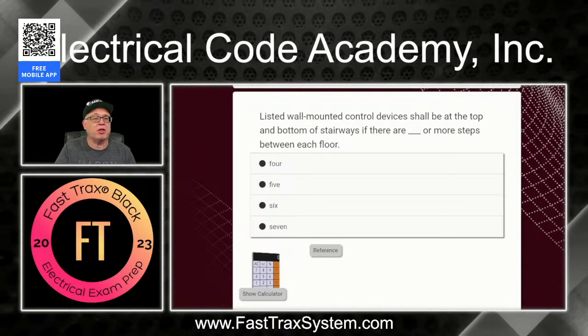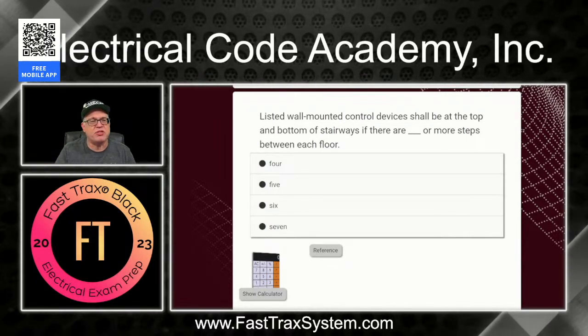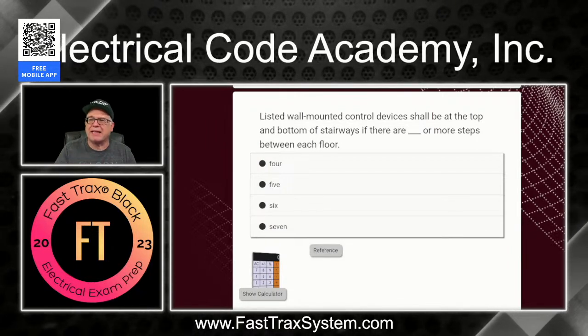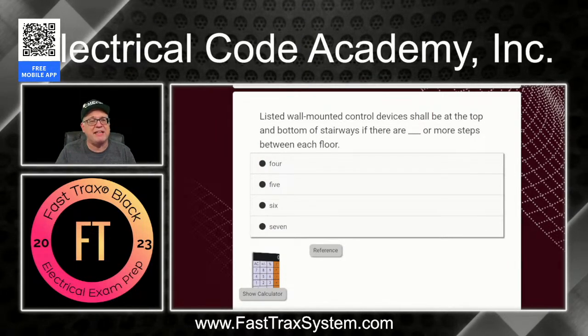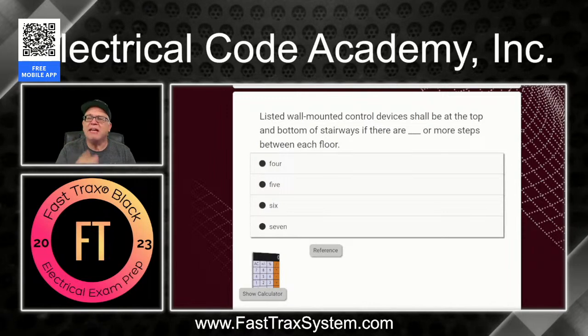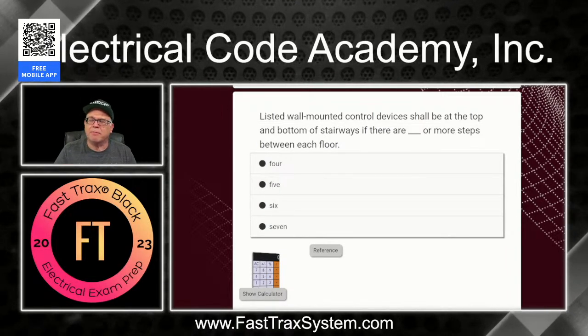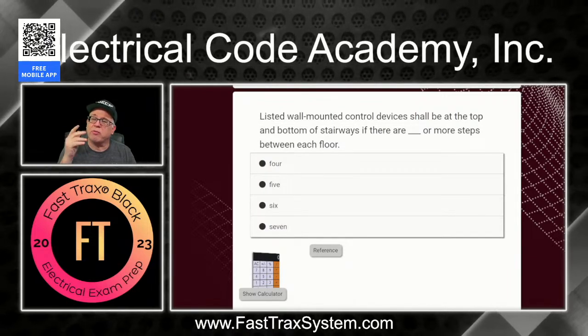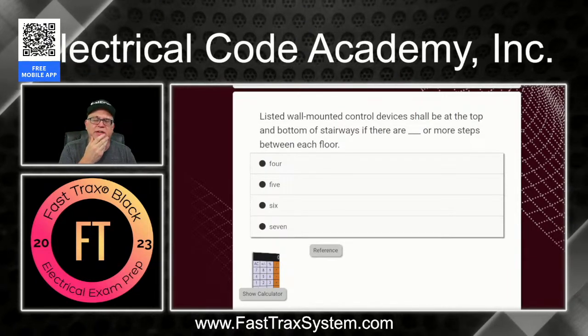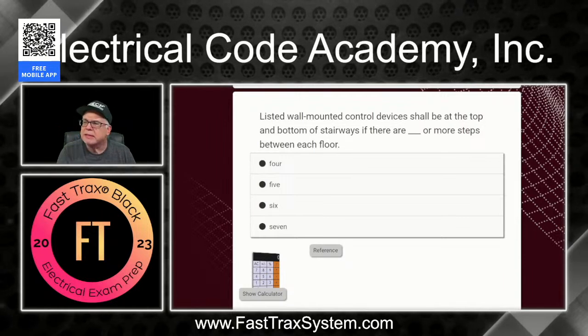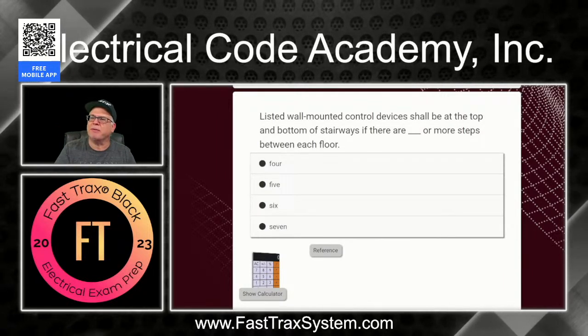Well, we know receptacles and placements are 210.52. We can go back into the back of the book and see what we've got in the index, and you should pause this if you don't know the answer right away, okay? Because this one's got terms in it, and you could say, well, I'll look up listed wall-mounted control devices, a switch, if you will. And you say, well, there's very limited.